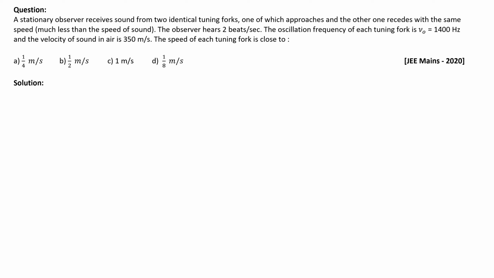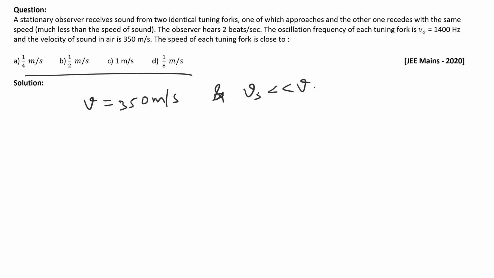So in the question we can see that the velocity of sound is 350 meters per second. If you look at the options, you can find that the velocity of the source, the tuning fork, is much smaller than the velocity of sound. This assumption will come in handy while we are solving this question, so please remember this. Now let's solve the question.